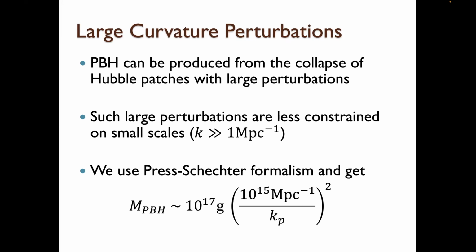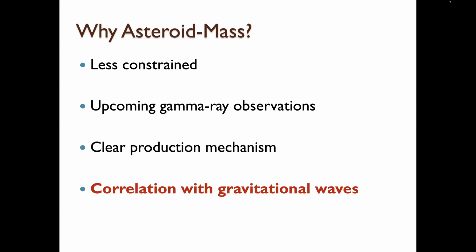But of course, this large perturbation is constrained very tightly, especially on large scales, from the CMB and large scale structures. For small scales, namely k much larger than 1 inverse megaparsec, there are much fewer constraints, so we can achieve such large perturbations. Clearly, you can see from here that the k mode that gives the asteroid-mass black hole is much larger than the CMB constraint, which is around inverse megaparsec. I'm going to come back to this point in several slides.